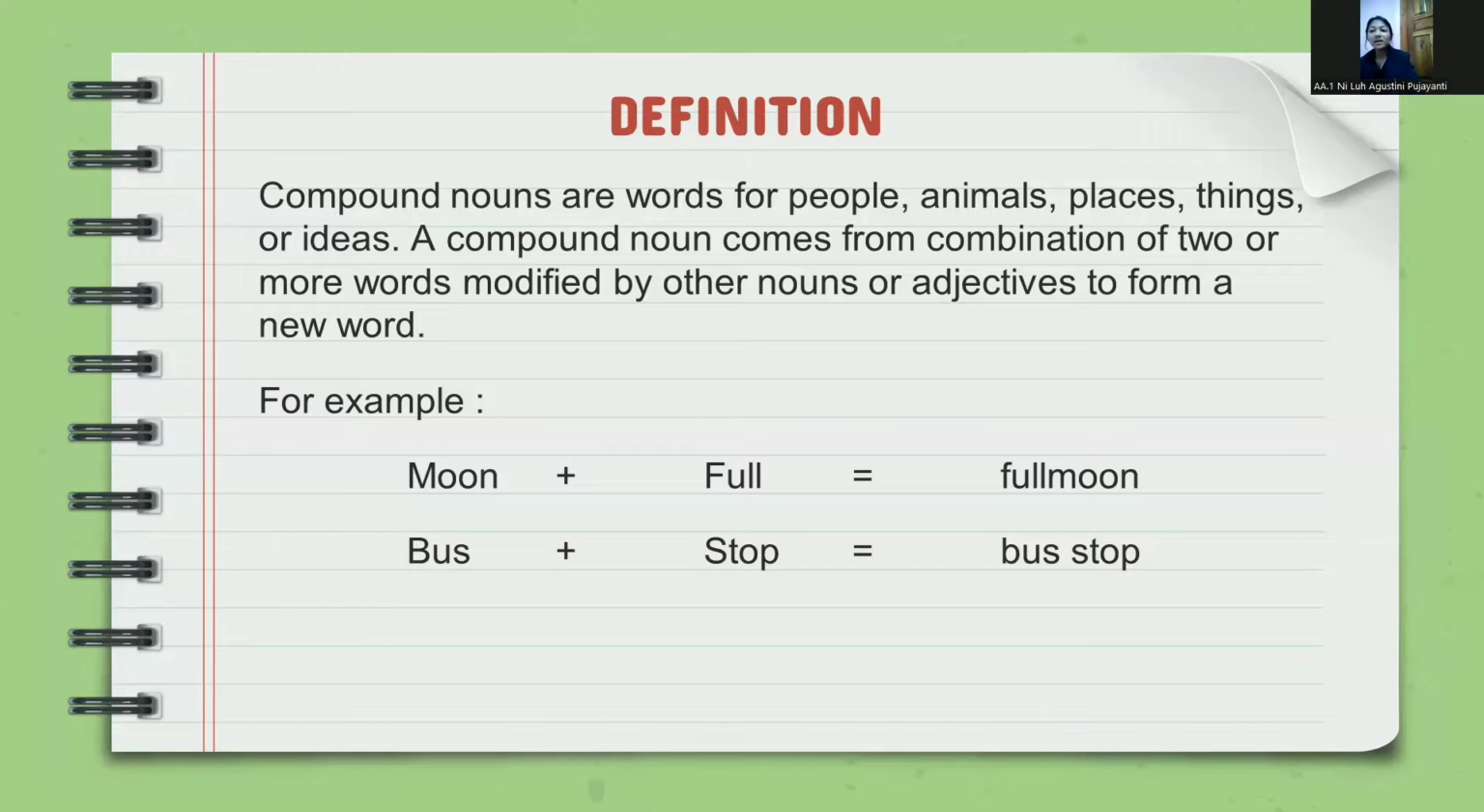A compound noun comes from a combination of two or more words modified by other nouns or adjectives to form a new word. For example, moon and full. Noun as moon and adjective as full. So the compound noun is full moon. Another example is bus and stop. The compound noun is bus stop. Two or more words use a single noun, and after the combination, the meaning will be different from the original ones.